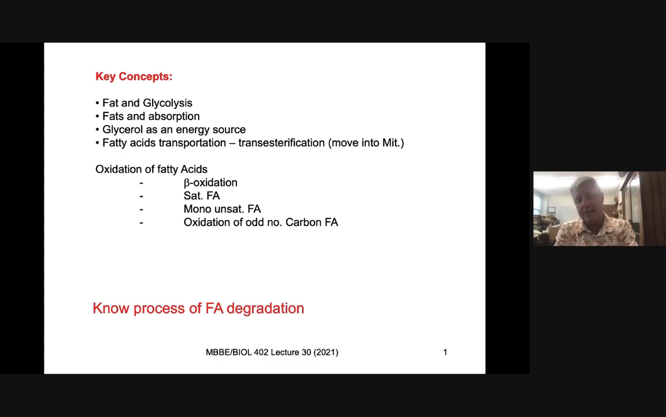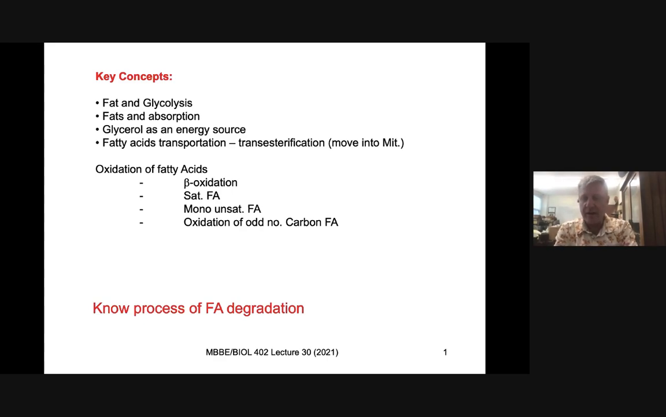And we're going to look at a number of different types of fats. We're going to look at those that are saturated, those that are monounsaturated, and those fats whose oxidation is based on odd numbers of carbon in the fatty acid chain. And we're going to specifically look and have to know the process of fatty acid degradation, specifically beta oxidation. I'll also introduce alpha oxidation, but I want you to know the process of beta oxidation.